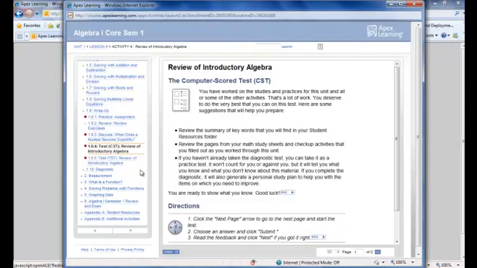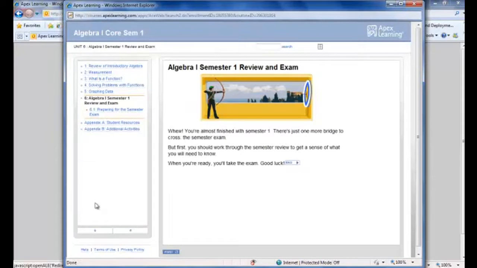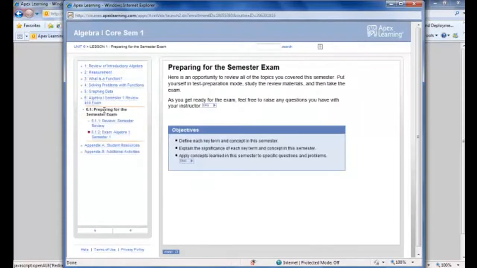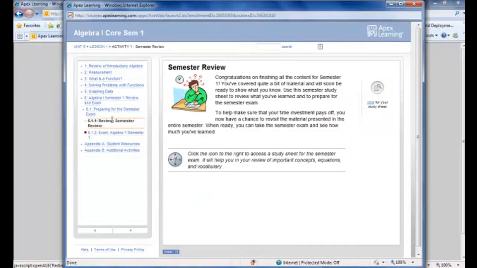When we get to the end of a whole course, so you've done all 5 units, every course has a final exam. In Apex, there is a place for you to prepare for your final. They give you a review, a semester review, to help you, and then there's a final exam. You must pass the final exam also with a 70%.